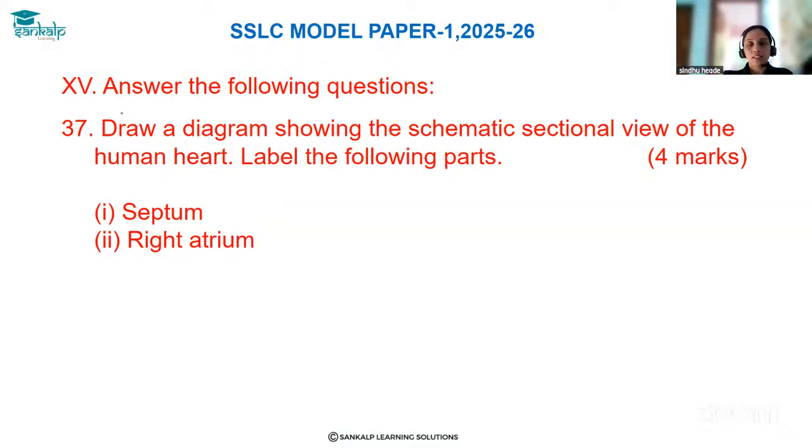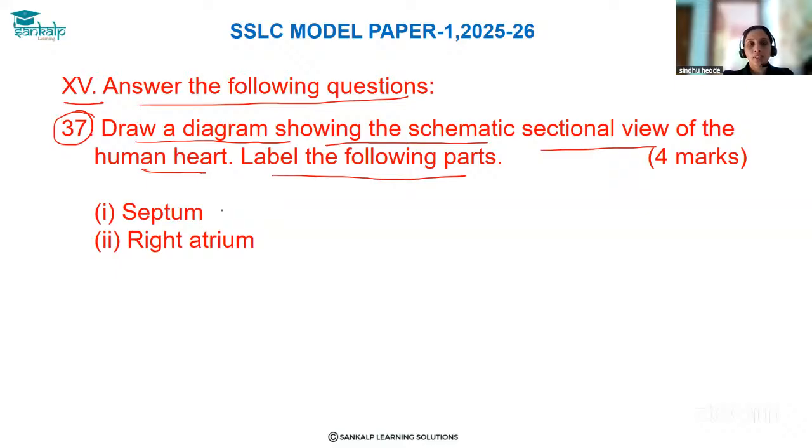Hello everyone. Let us see 15th main. Answer the following questions. In that question number 37, draw a diagram showing the schematic sectional view of human heart. Label the following parts. First one, septum and right atrium. So this question is asking for 4 marks.